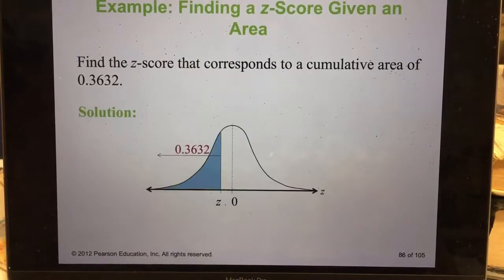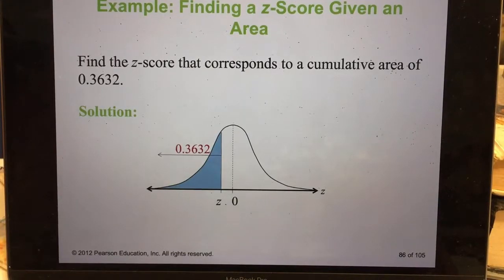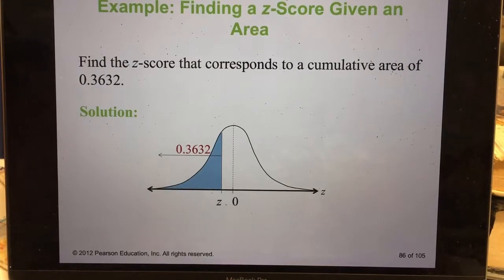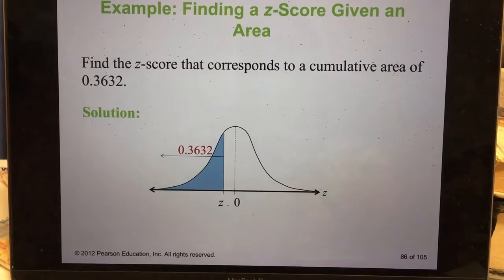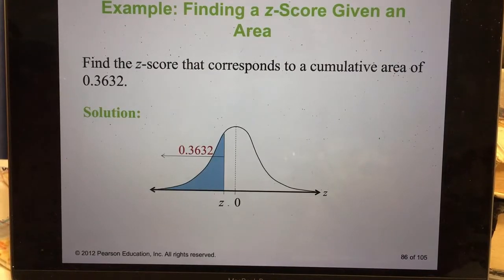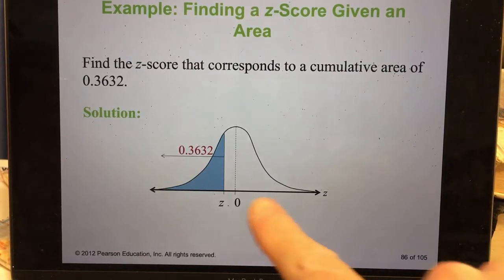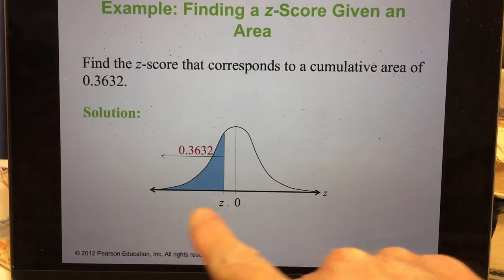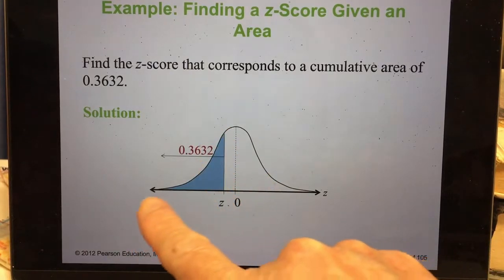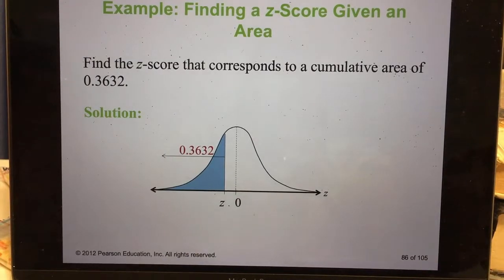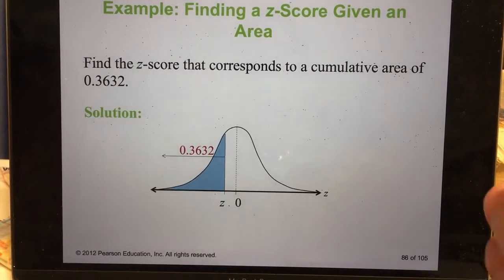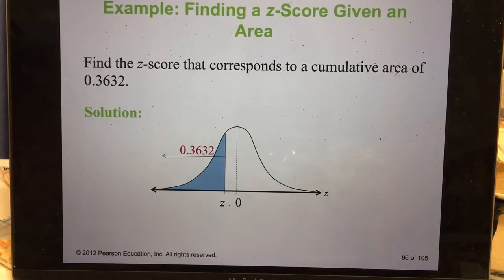All right, so let's go to the next page, and they're showing you the area. Remember, they said graph it first so you know what's going on. The cumulative area is always going to be in the table. It's always going to be what's happening to the left of the value. So we're looking for the area to the left as being 0.3632. We found it in the table. It was on the left-hand side of the book because it's below 0.5.